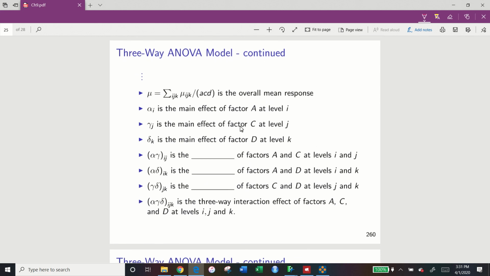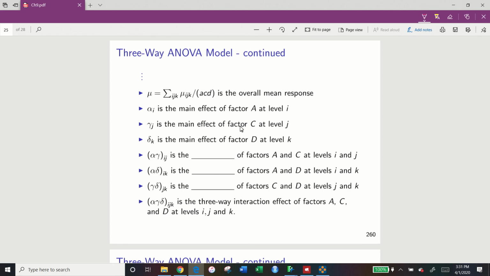And to keep continuing on, mu is the summation over ijk of mu_ijk over A times C times D and is the overall mean response. Alpha_i is the main effect of factor A at level i. Gamma_j is the main effect of factor C at level j. And delta_k is the main effect of factor D at level k.